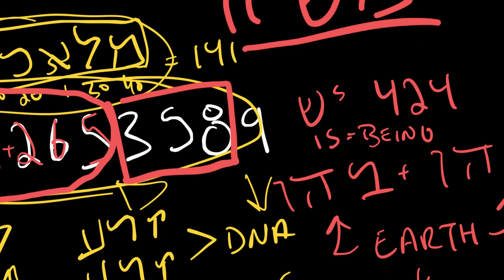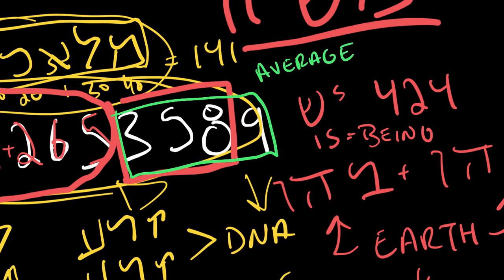And as a pretty interesting punchline to this, these four numbers, 3589, this is the average value of every single verse of the Torah.